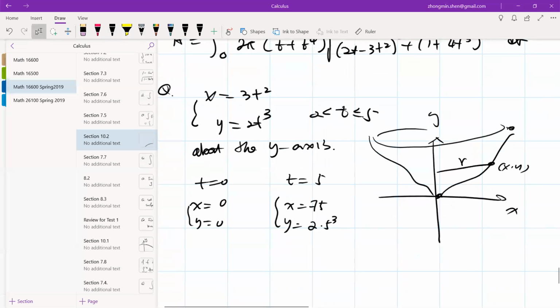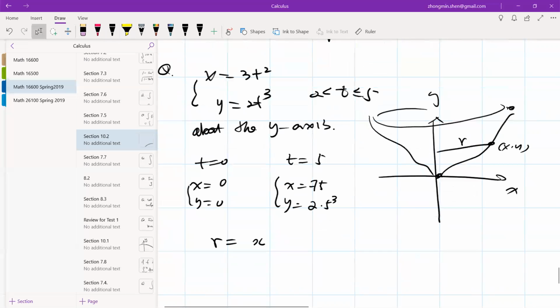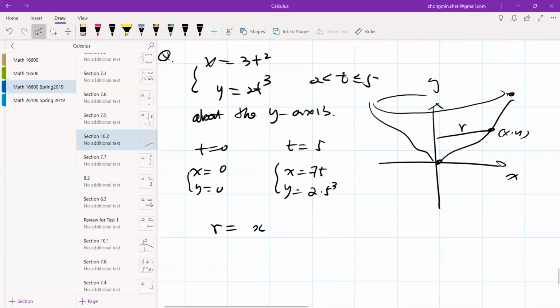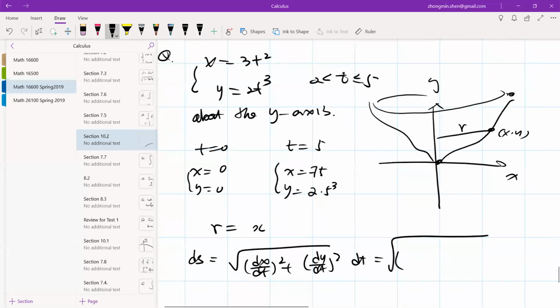All right, so first of all, you have to figure out what the radius is. The radius this time is x, and x is easily given: it's 3t squared. That's it. Then you have ds, the square root of dx/dt squared plus dy/dt squared, dt. What is dx/dt? 6t squared. What is dy/dt? It's also 6t squared, squared, dt.